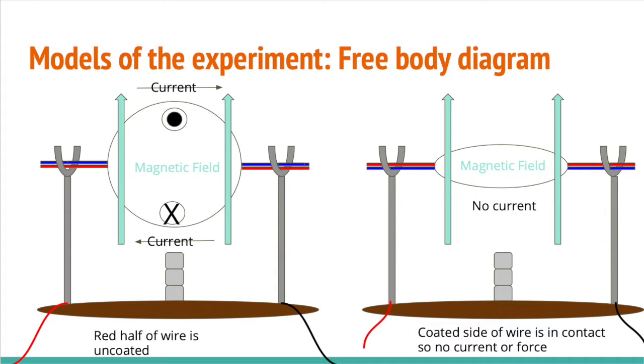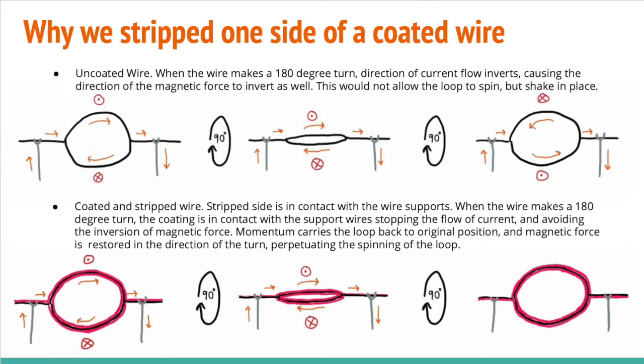On the right, we see no current flowing, and using our equations, we can see that this will allow no magnetic force. When understanding why we strip one side of a coated wire, we first need to know what will happen with an uncoated wire. In this setup, when the wire makes a 180-degree turn, the direction of current flow inverts, causing the direction of magnetic force to invert as well. This would not allow the loop to spin, but to shake in place.